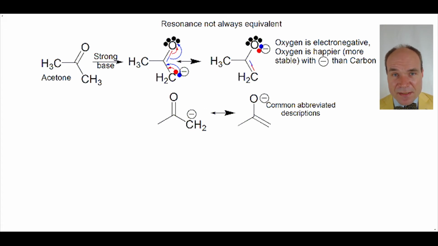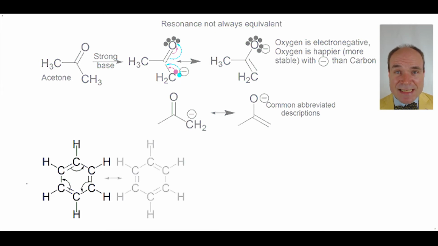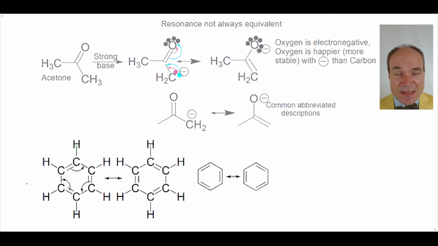Another example of resonance is benzene. Here we have a 6-membered ring with 3 double bonds and 3 single bonds that alternate. If we take the electrons of the double bond and move them onto the single bond, the double bond will become a single bond and the single bond correspondingly will become a double bond, and thus we will produce a second resonance form. Now, the question here is, are the two resonance forms equivalent? Well, they are in this case.